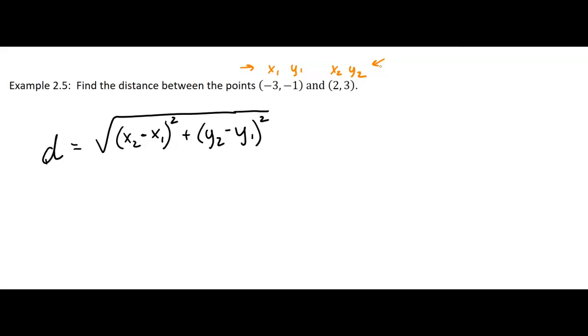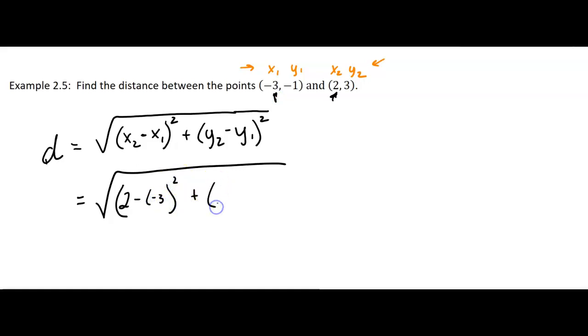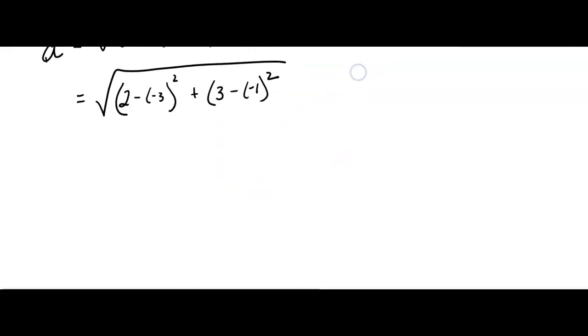Okay, now we're going to plug those points into our formula. So we'll have the square root of (x sub 2, that was 2, minus x sub 1, which is negative 3) squared, plus (y sub 2, which is 3, minus y sub 1, which was negative 1) squared. All right, so I've got everything plugged in. That's the tricky part. And then we have to do the math.